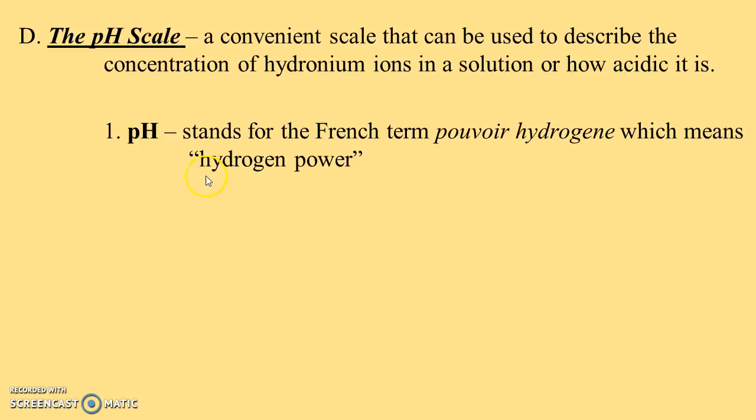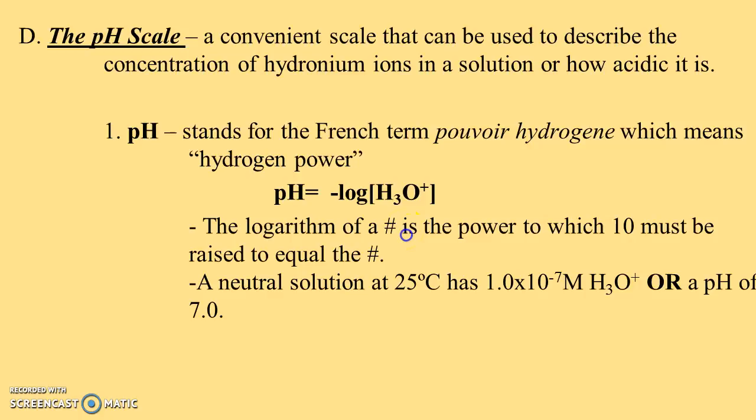So pH stands for this French term. I can't say it, not going to try, but it's French, and it means hydrogen power. So it's the power of hydrogen. pH means hydrogen power. So, a little bit of math. This is hydronium, and the brackets mean concentration. We take the negative log of the concentration of hydronium ions. So in other words, we're basically measuring concentration.